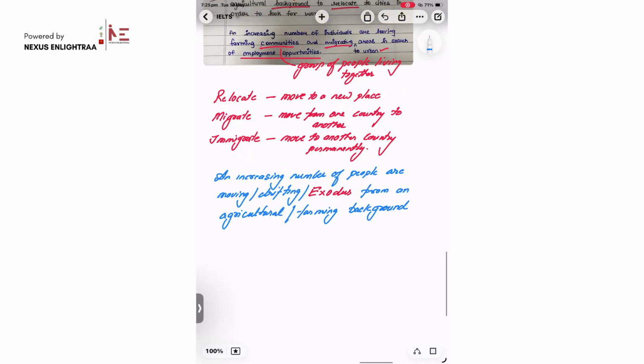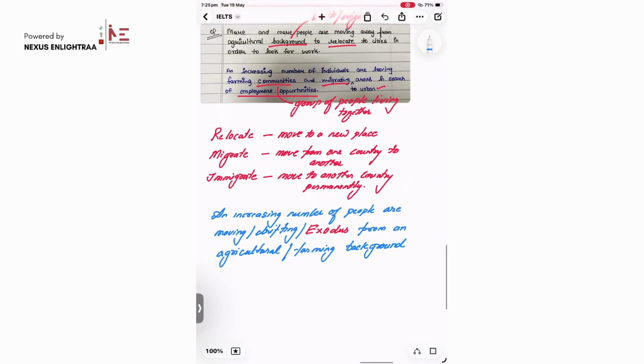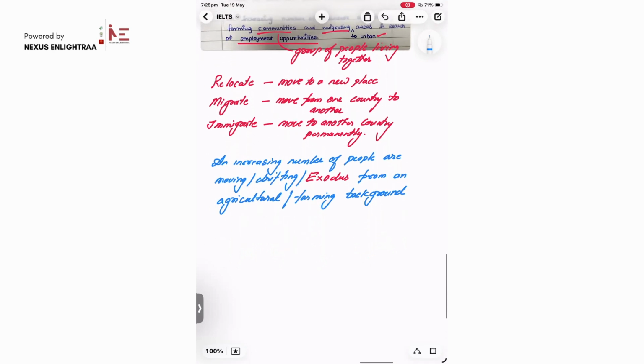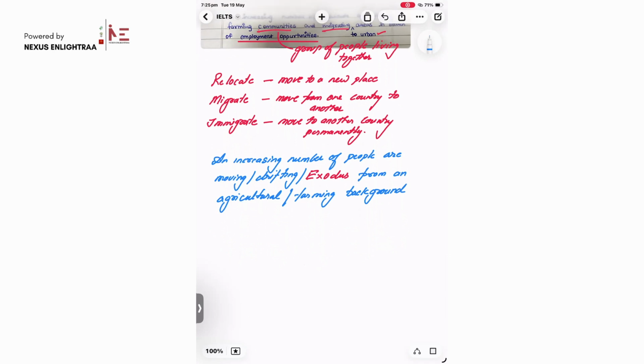Farming background to relocate to cities in order to look for work. So I can say to cities. I can say urban. I can say metros, right? Or I can also say tier one city, right? Or cities.